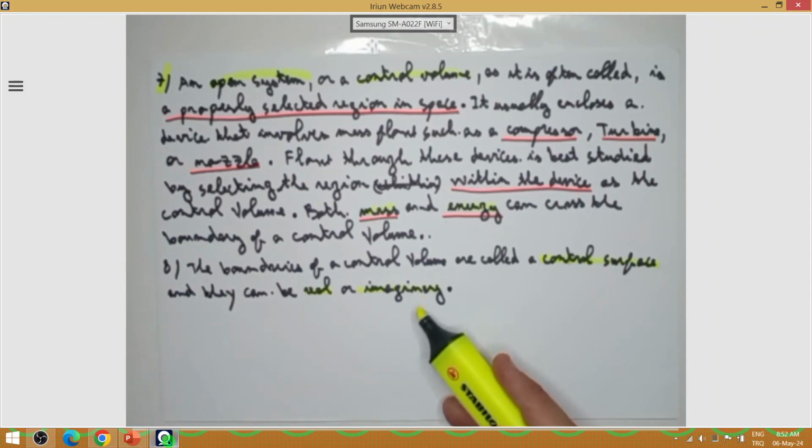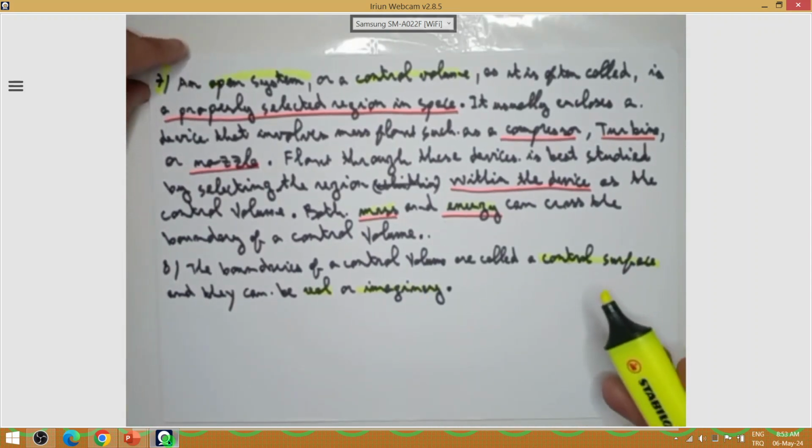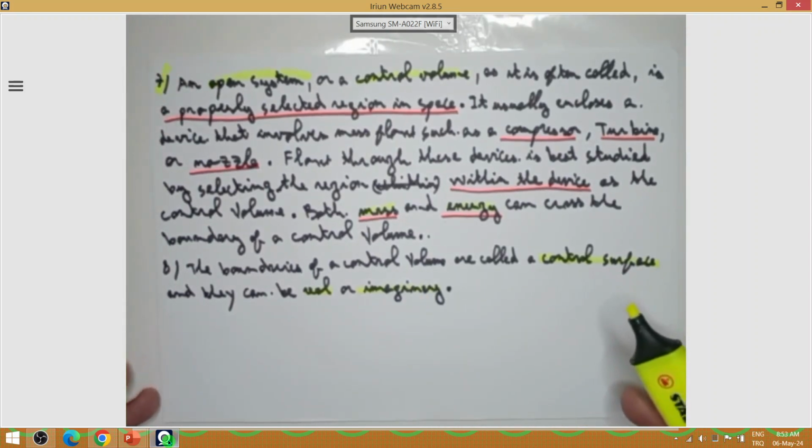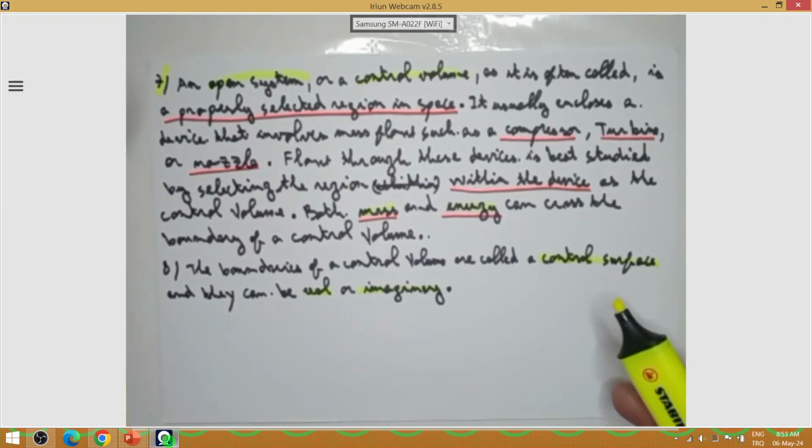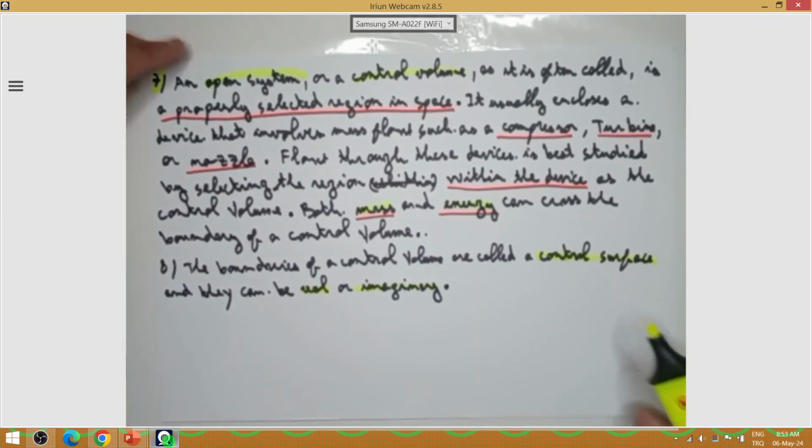And we will see an example. We will see in example number 3 an example of real boundary and imaginary boundary. So let's continue with note 8.